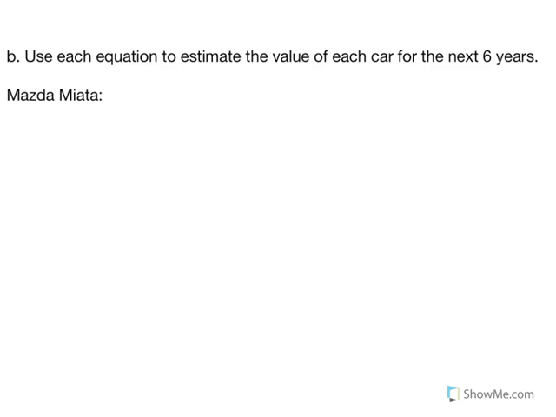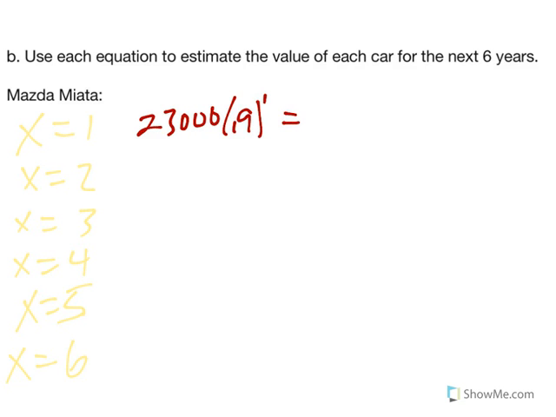Now, use each equation to estimate the value of the car over the next 6 years. Now, I'm going to do the first Mazda Miata together, and then I want you to do the rest of them for each car, for the Mazda and the Mustang. So we want to know X is 1, X is 2, X is 3, X is 4, X is 5, and X is 6. We want all of these so that we can see the value and how it changes year to year. So, when X is 1 for the Mazda Miata, I'm going to take 23,000 times 0.9 raised to the first power, and I'm going to get a value of $20,700. Okay, so I want you to finish out the rest of these.